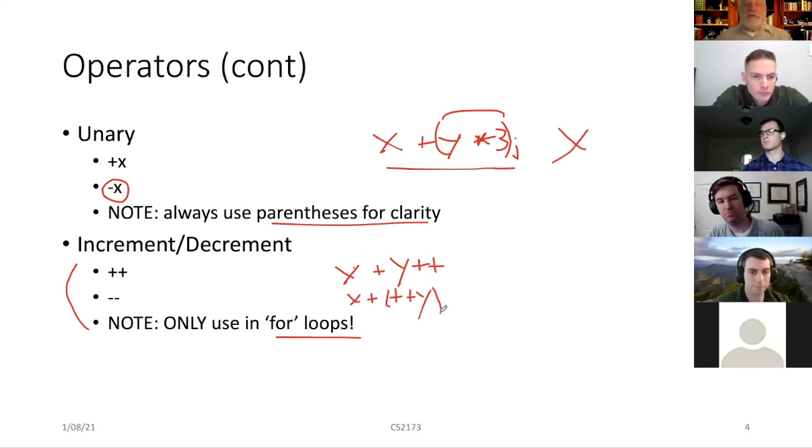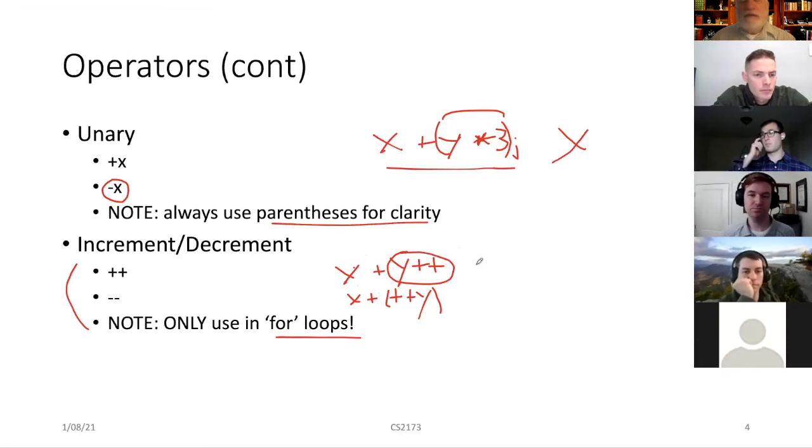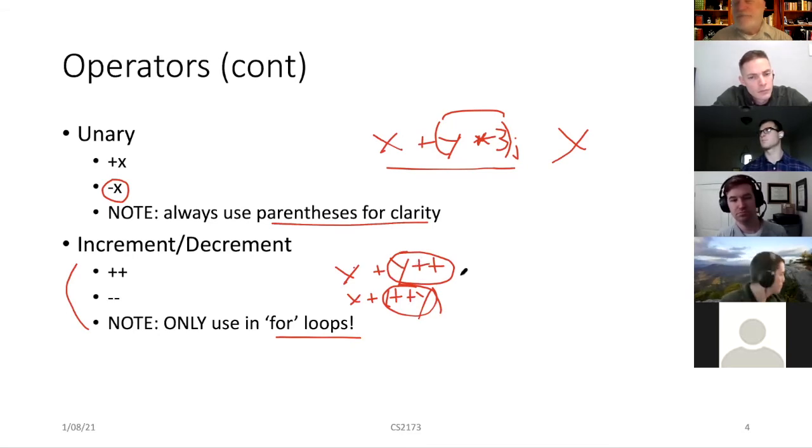What's the difference between these? The difference is that the value of this expression is actually the old value, whereas the value of this expression is the new value. So they both have the same impact on y, but if you put them into an expression, they act differently. And that's why they should only be used in for loops, never in an expression.